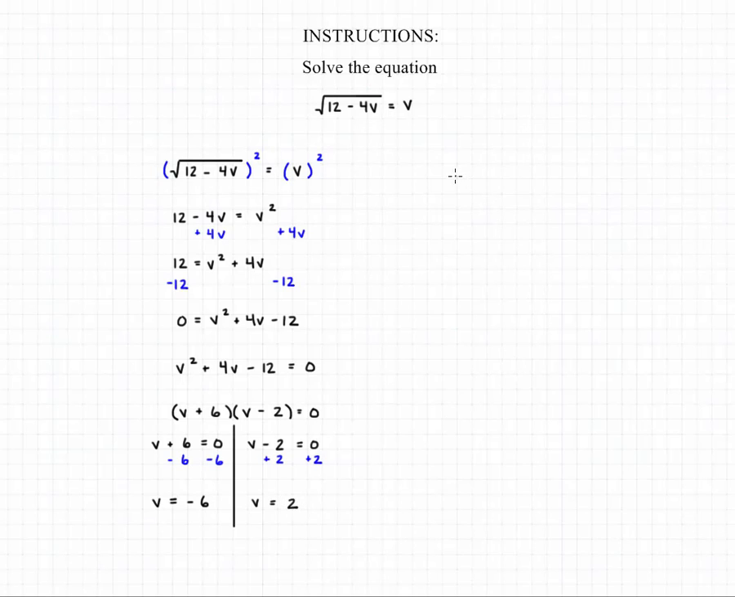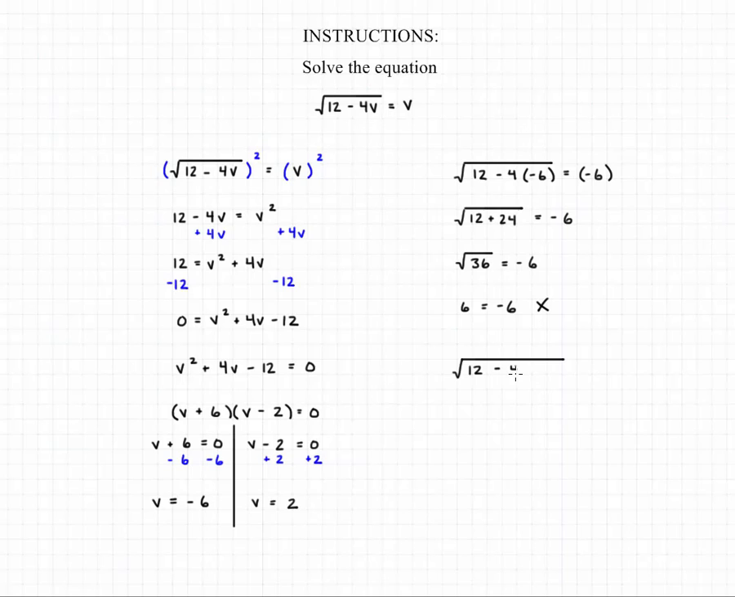Now what we need to do is to check both of these solutions to make sure that they're both valid. And we're going to do that by plugging in our answers into the original equation and seeing if it works out. So if we plug in negative 6, we're going to end up with the square root of 12 plus 24 equals negative 6, which is the square root of 36 equals negative 6, which of course is 6 equals negative 6, which is not true, so negative 6 is not a valid answer.